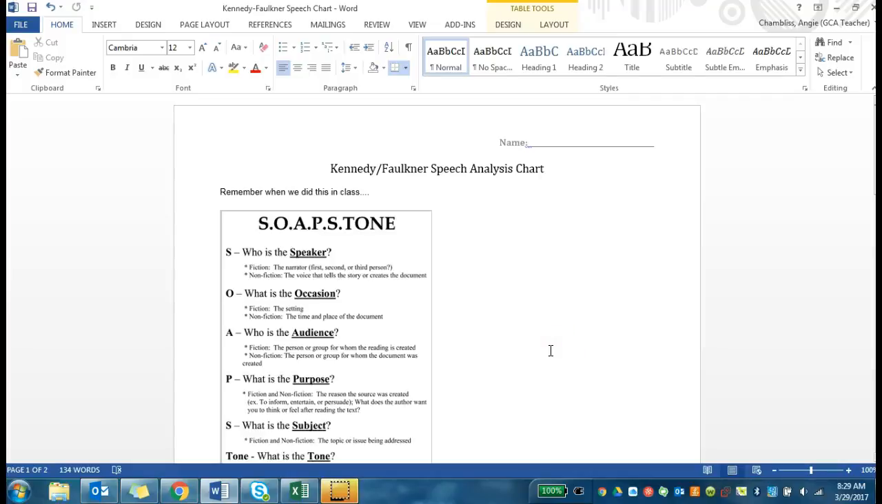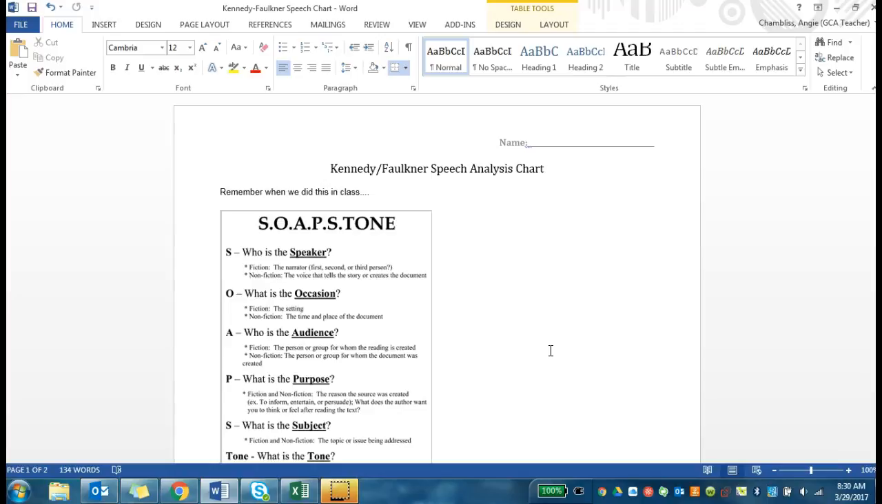Everyone, we're going to go over our short constructed response for Instructional Cycle 6, the Kennedy-Faulkner Speech Analysis Chart. We are looking at two speeches: one by William Faulkner, his Nobel Prize acceptance speech, which is in your book on page 363. There are also resources in the OHS that can help you. We're also looking at President Kennedy's inaugural address from 1961, which is in your book on page 366.